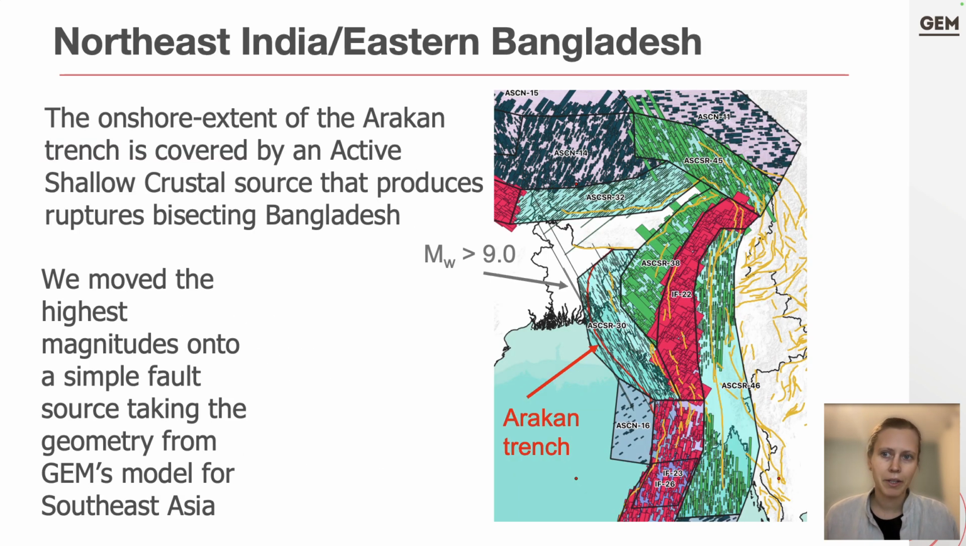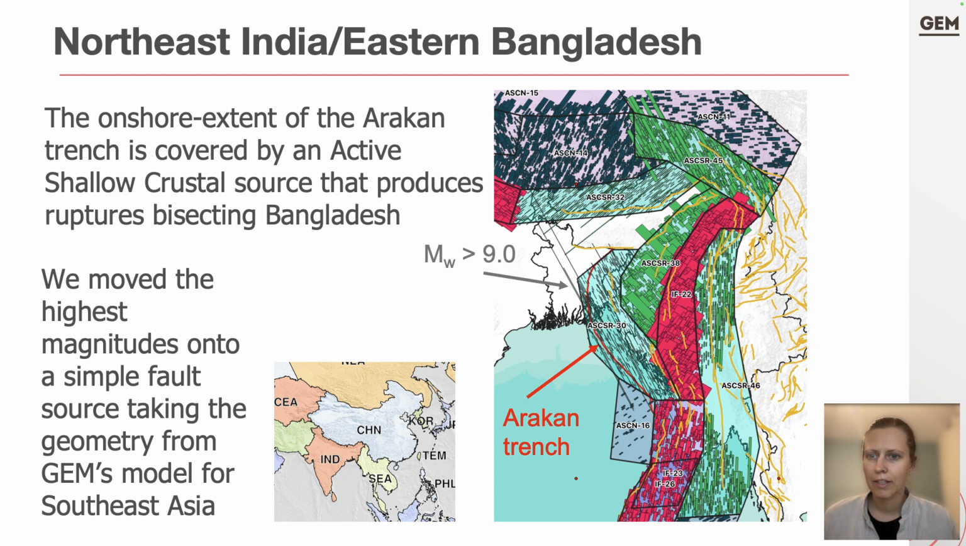We did a similar evaluation of the onshore extent of the Arakan Trench, which is covered by active shallow crustal sources that produce ruptures that bisect Bangladesh as well. So the instance is similar where the hypocenters are well represented. However, the ruptures are not confining to the logical structure that we see here. And so in this case, we turned again to another model adjacent to the India model. This one's covering Southeast Asia. And we moved the highest magnitudes onto a simple fault source, simply taking the geometry from the Southeast Asia model.